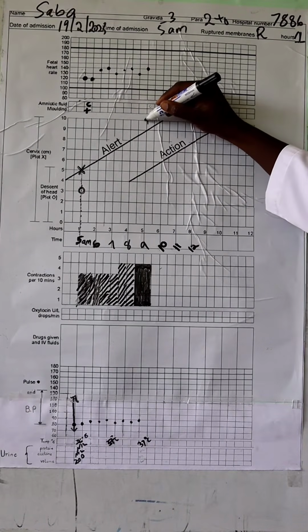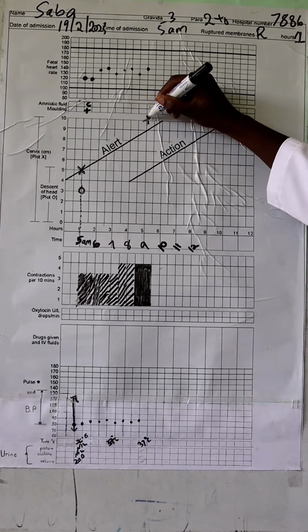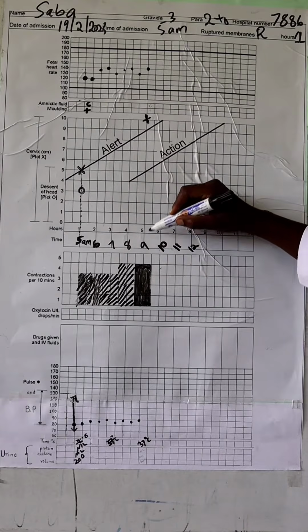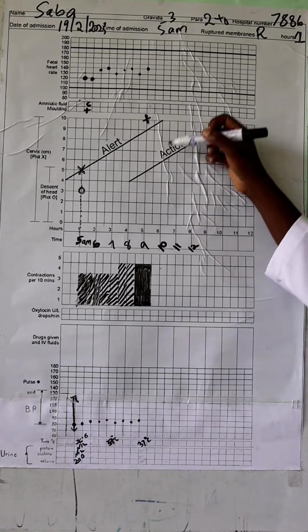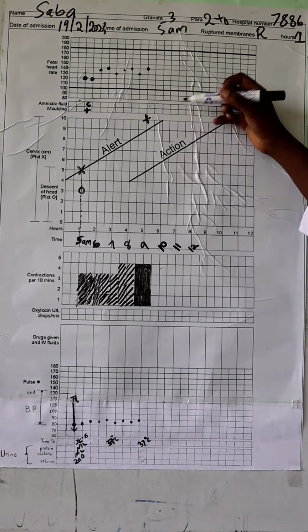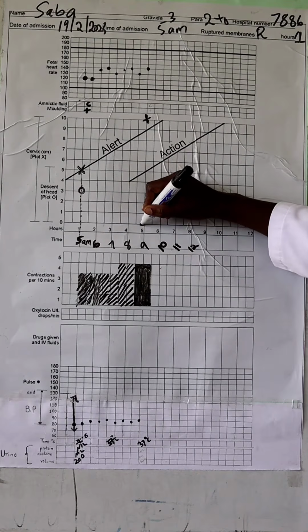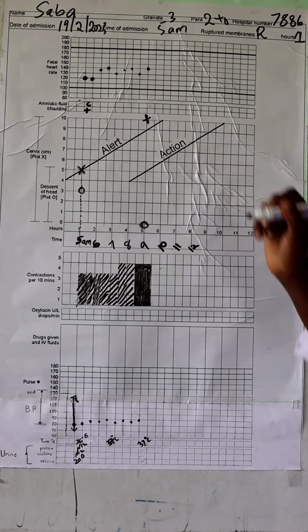So we are going to chart. Put your X mark at 10 centimeter dilatation at 9 a.m. So at 9 a.m. we have 10 centimeter dilatation. This is our second VE that we are performing, and the descent at this point in time is complete. Okay, so come here, put your circle there to indicate descent.